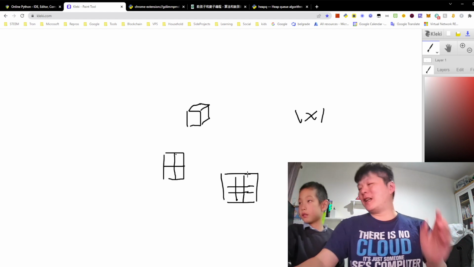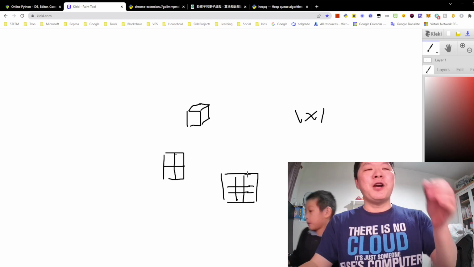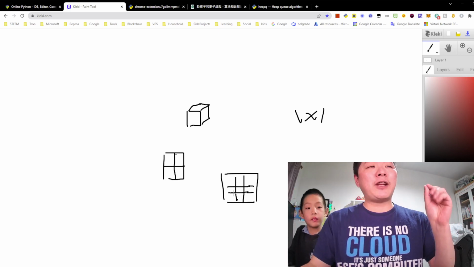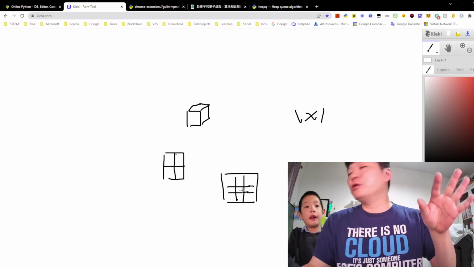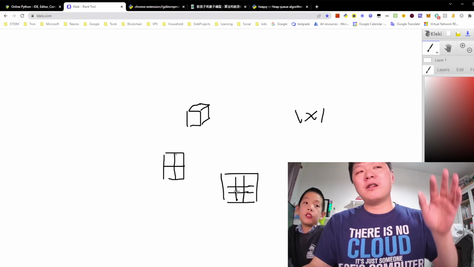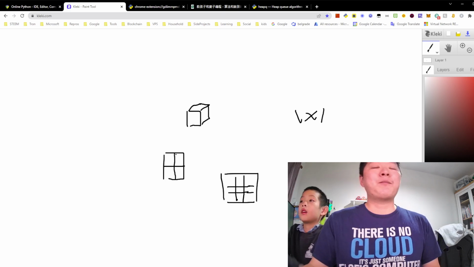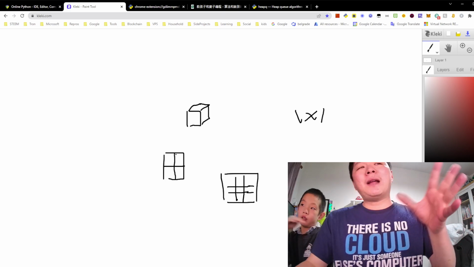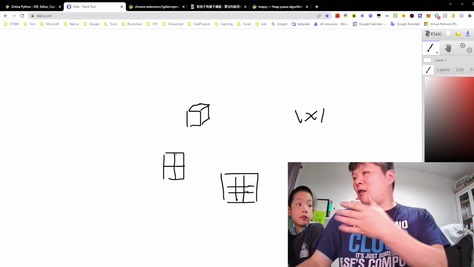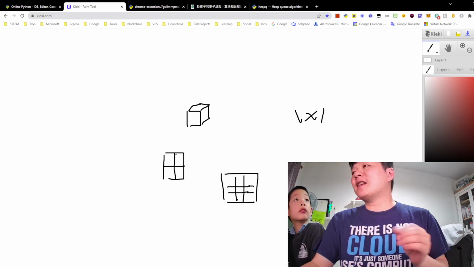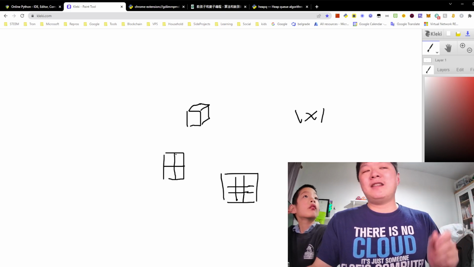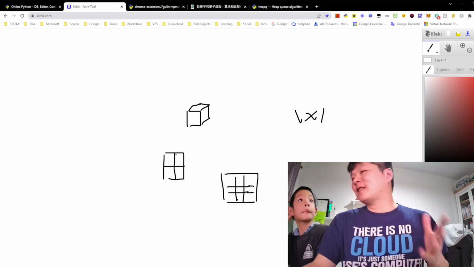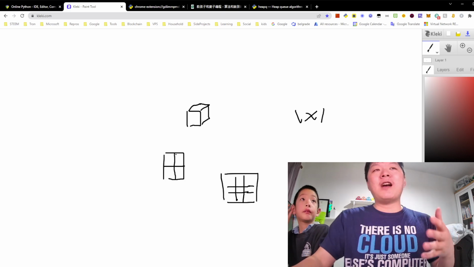It's a little bit complicated, but basically we need to count the rectangles with different sizes, horizontally and vertically. But if I increment this n, for example 4 times 4, 5 times 5, 6 times 6, it will be much harder for us to count.